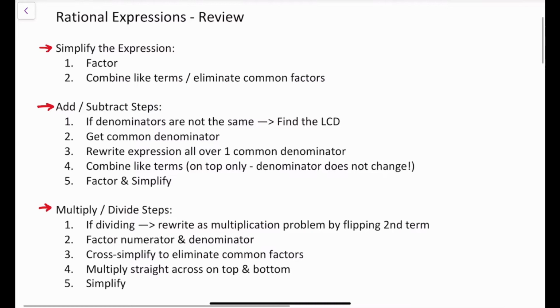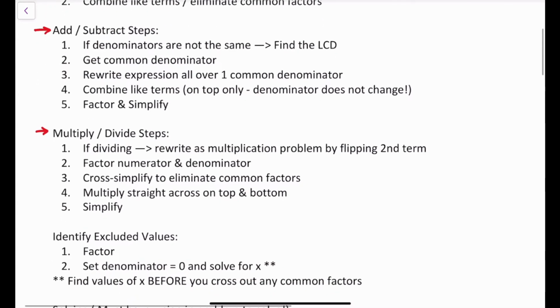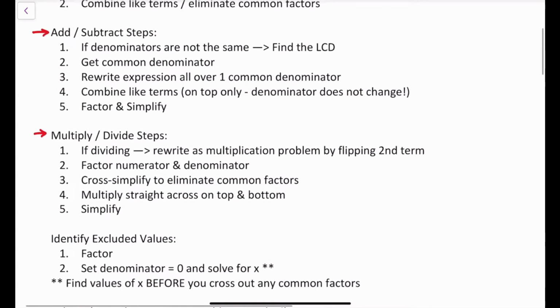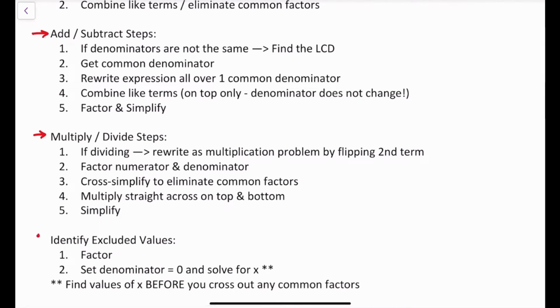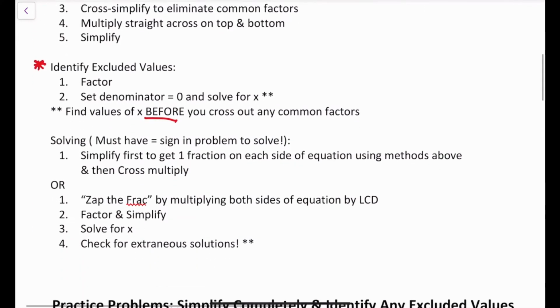When we multiply and divide, we want to factor, then cross-simplify to eliminate the common factors, multiply and then simplify at the end. And on some problems, you'll be asked to identify the excluded values. That's where the denominator is equal to 0, and therefore the expression is undefined. So remember, you want to find your values before you cross out common factors.